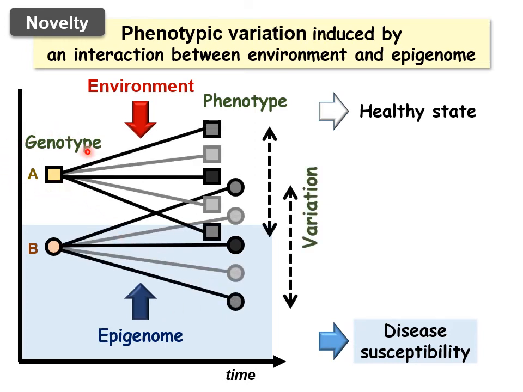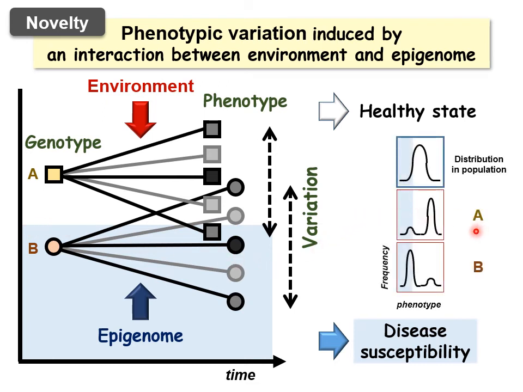So genotype A has this variation. Also genotype B has a variation. So in genotype A, you can see a few disease prone. However, genotype B has a few healthy population. So this phenotypic variation is very important for our health and disease by epigenetic regulation.